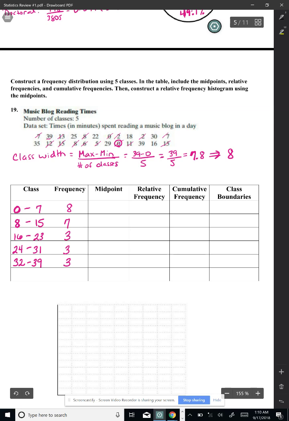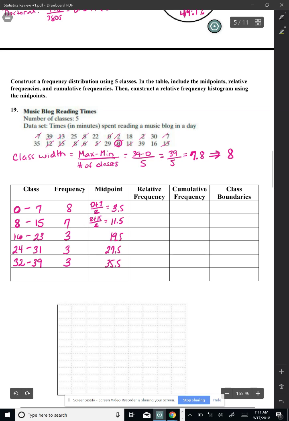Okay, for the midpoint, you're going to add the lower limit plus the upper limit of the class and divide by 2. So 7 divided by 2 would be 3.5. And then here you would do 8 plus 15 divided by 2. So that would be 23 divided by 2, which would be 11.5. And then do the same thing all the way down. So this one comes out to 19.5, 27.5, and 35.5.